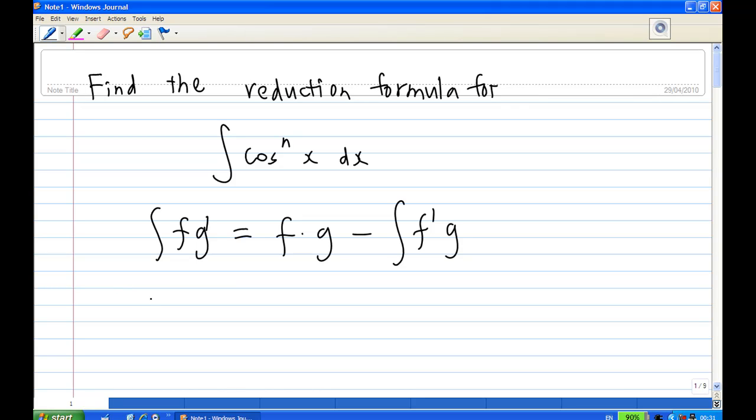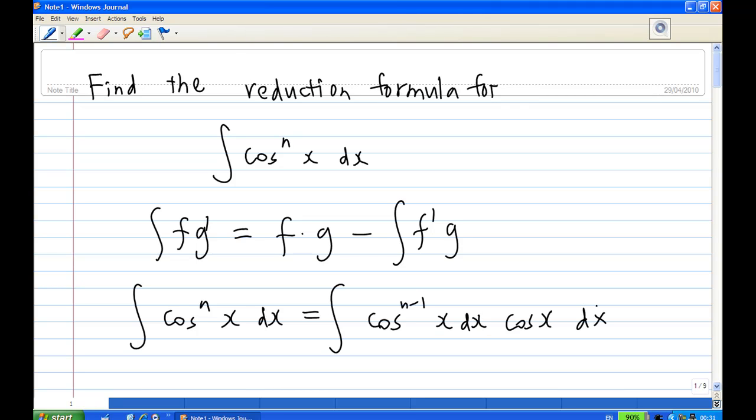One of the ways to do this is to notice that cosine power n x dx is equal to cosine power n minus 1 x times cosine x dx. So that means if I do that, then f of x will be cosine power n minus 1 x and g prime of x will be cosine x dx. So that will help me to set up integration by parts.